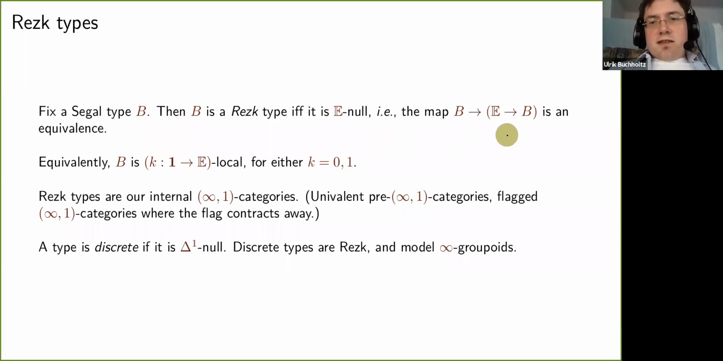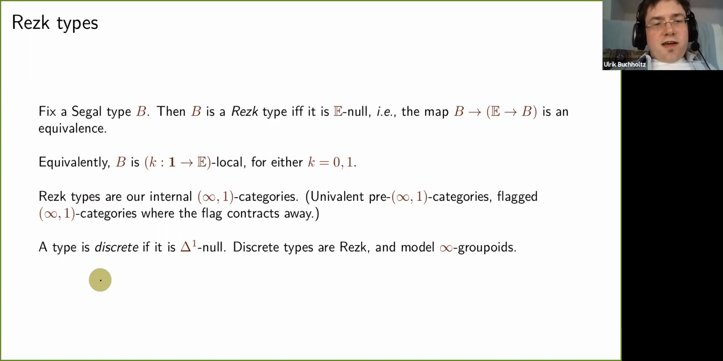So any such isomorphism must come from an identity. This is equivalent to the statement that the map from identity types to directed paths is a fiberwise equivalence. It's also equivalent to require that B be local with respect to one of the two endpoint inclusions of this walking invertible map. So the Rezk types are the models for the internal infinity-one categories, or the univalent pre-categories, or the flagged categories where you can contract away the flag.